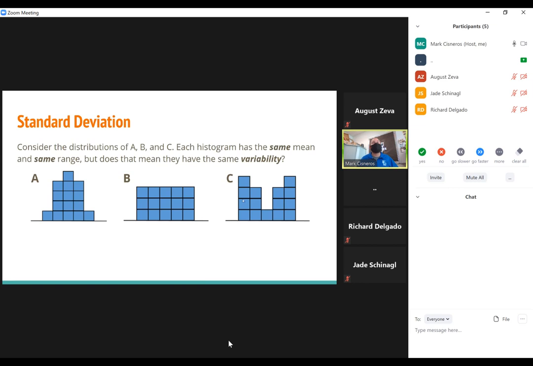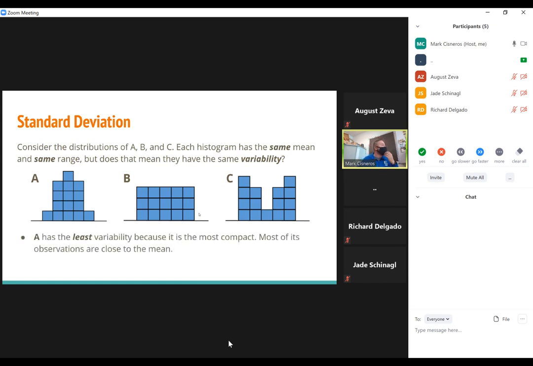But which one has the lowest standard deviation? Why does A have the lowest standard deviation? The mean is in the middle of all of these, right? A has to have the lowest standard deviation because where's most of the data? In the middle, right? Which one has the highest standard deviation? C does, because where's most of the data? Spread out on the ends. Okay, and then the one in the middle has the standard deviation in the middle.